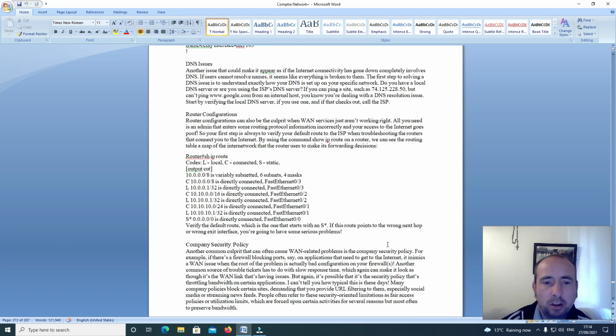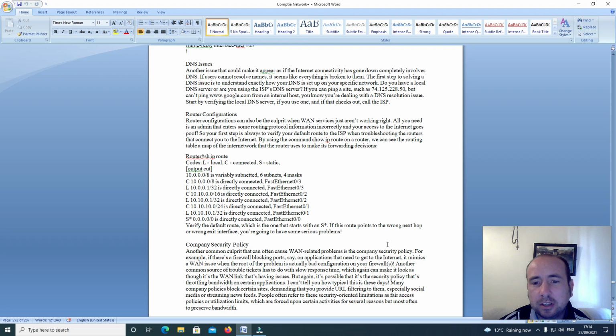DNS issues. Another issue that could make it appear as if the internet connectivity has gone down completely involves DNS. If users cannot resolve names, it seems like everything is broken to them. The first step to solve a DNS issue is to understand exactly how your DNS is set up on your specific network. Do you have a local DNS server, or are you using the ISP's DNS server?